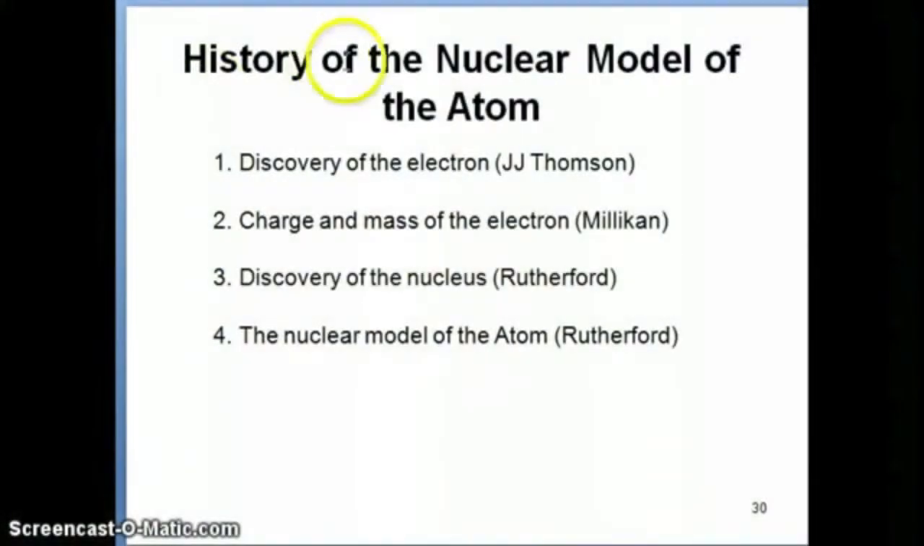So we're going to continue here with our discussion on the history of the nuclear model of the atom. Remember, in the previous video we talked about how the electron was discovered by J.J. Thomson and the experiment with the cathode ray tube. In this video we're going to spend some time talking about how we discovered the charge and mass of the electron, and this was an experiment performed by Robert Millikan.